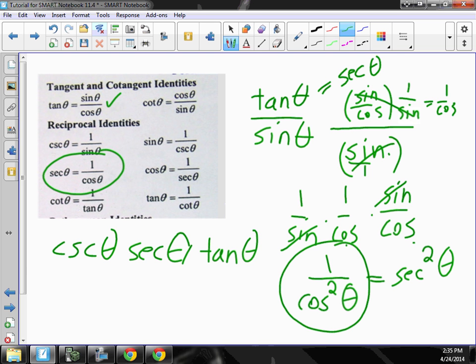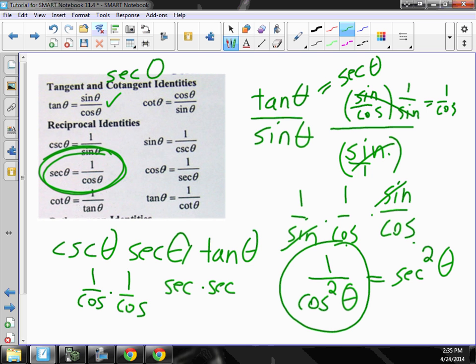Do you not get that? Where did you get confused? Well, it's 1 over cosine times 1 over cosine, right? Which is secant times secant. Right here. And then it's really secant of theta squared, right?